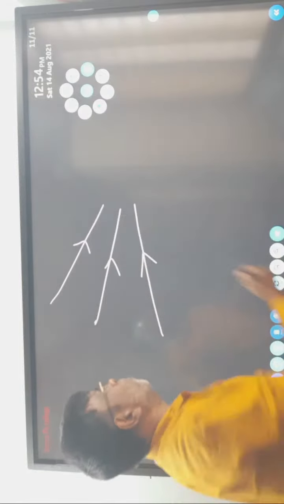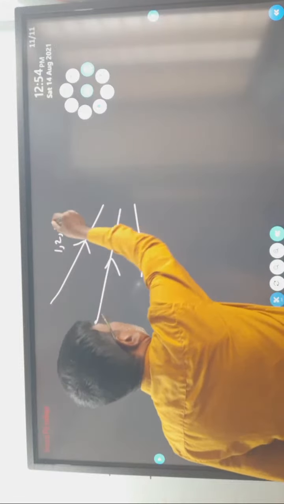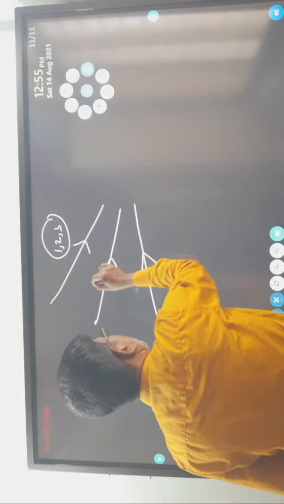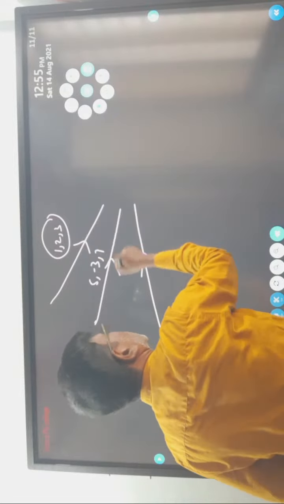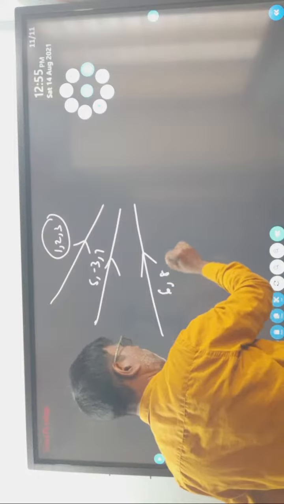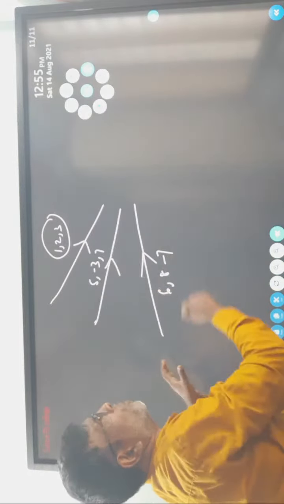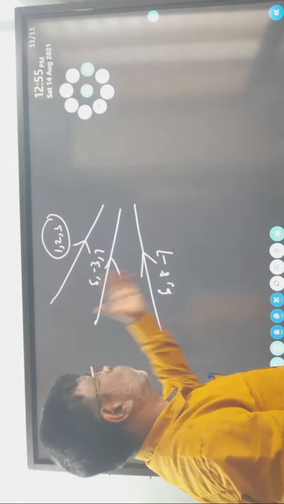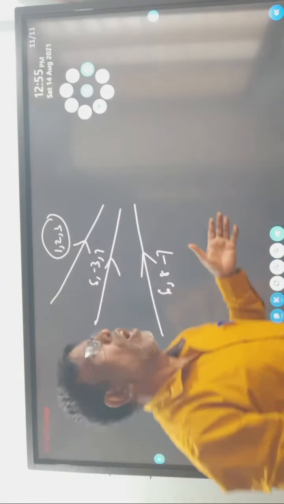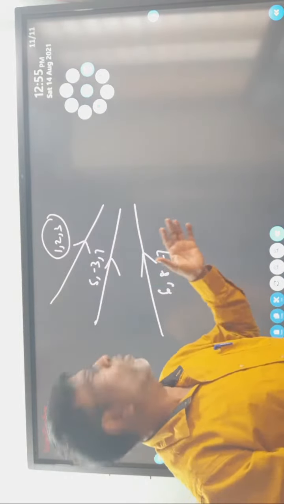Suppose 1, 2, 3 are the direction ratios of one line, 5, minus 3, 7 are the direction ratios of another line, and 6, 8, minus 7 are the direction ratios of another line. Suppose they lie on the same plane. How can you find the plane equation when the points are given? These are very important points.